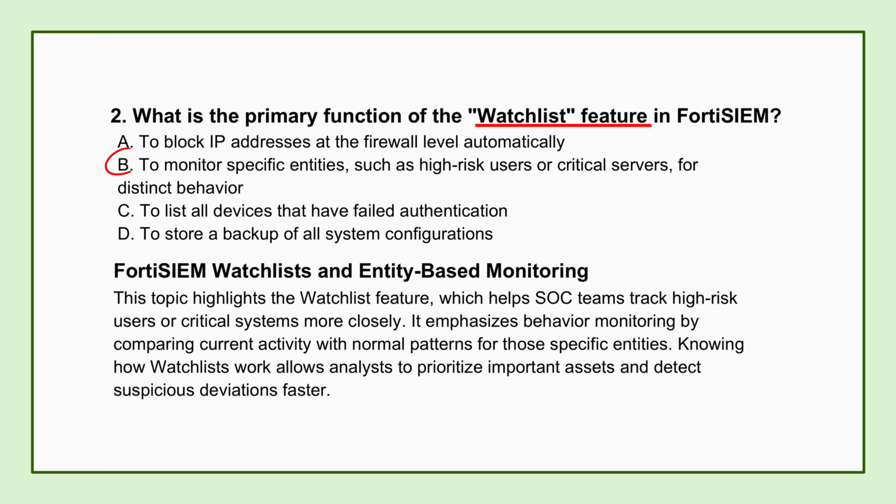But if a privileged admin, someone on your watch list, does the exact same thing, that alert needs to be at the top of the queue instantly. Because the potential for damage is so much higher. It's all about risk context. The watch list lets your SOC apply a different set of behavioral rules to the entities that matter most. It helps you cut through the noise and focus on what's truly a high-risk deviation.